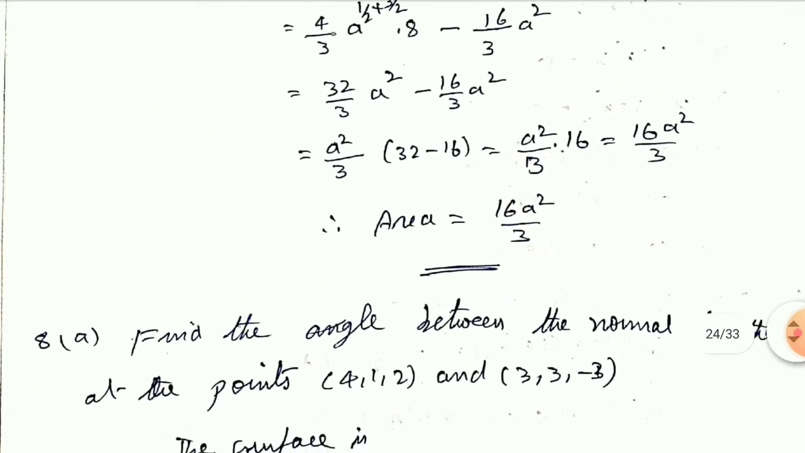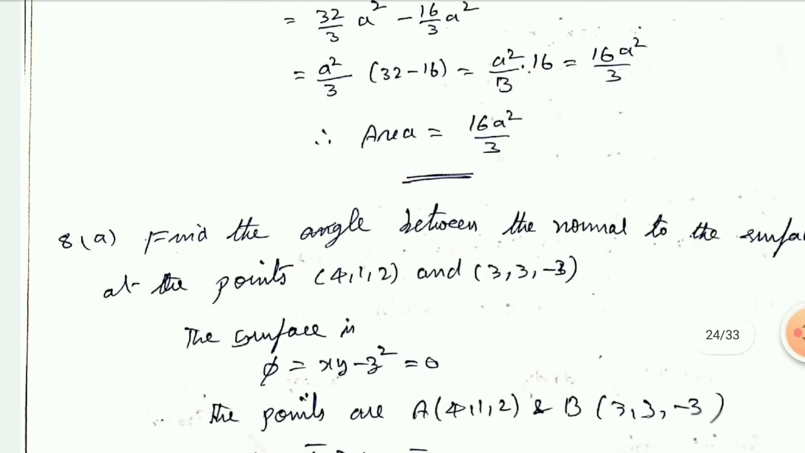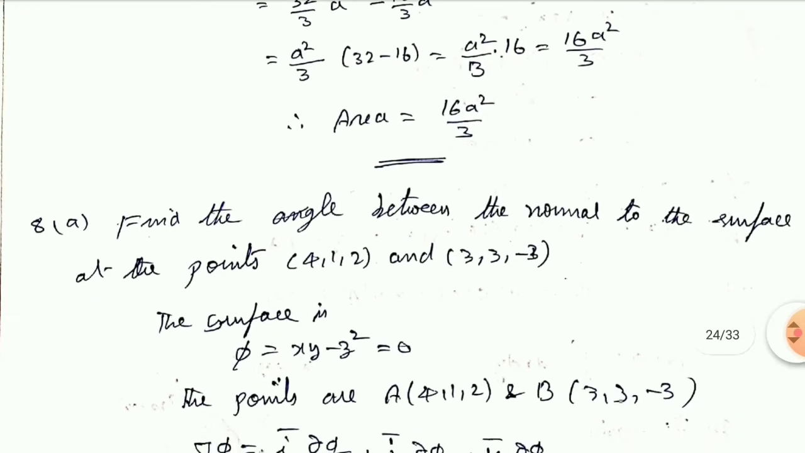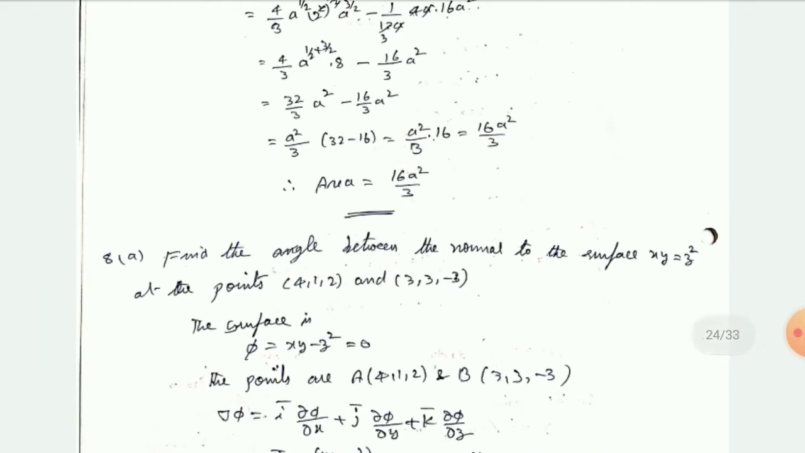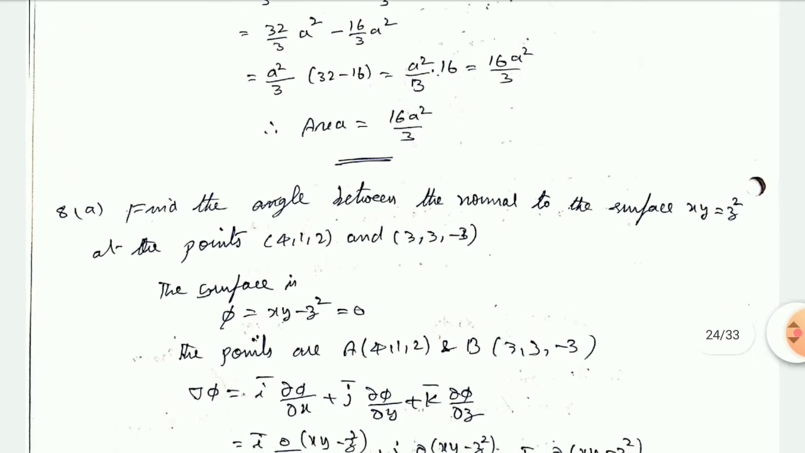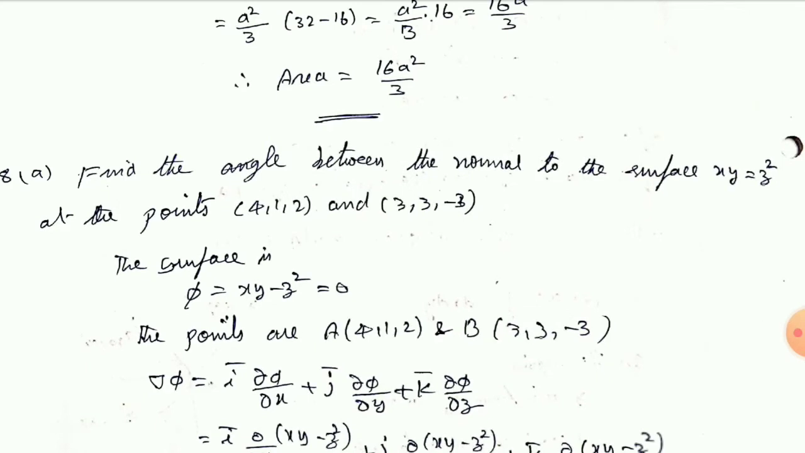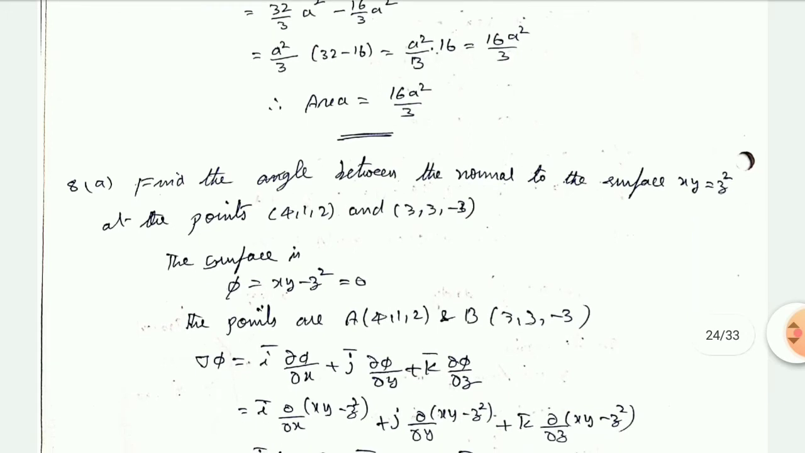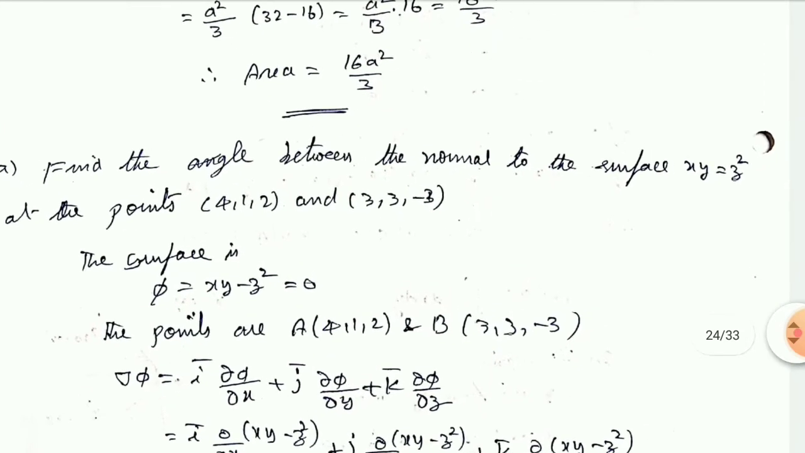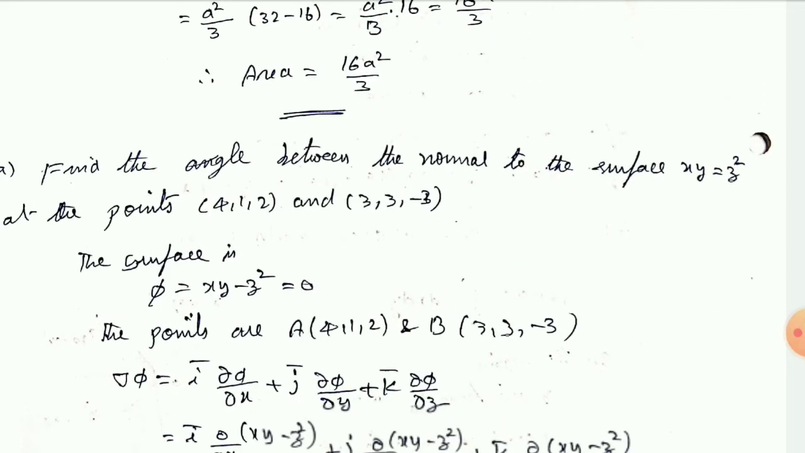required answer. Now coming to 8th A bit, they have given: find the angle between the normals to the surface xy equal to z square at the points 4, 1, 2 and 3, 3, minus 3. So only one equation is given and two different points are given. How to calculate the angle between normals? We require two normals to get your angle. So only one equation is given, and from that we have to calculate the two vectors.